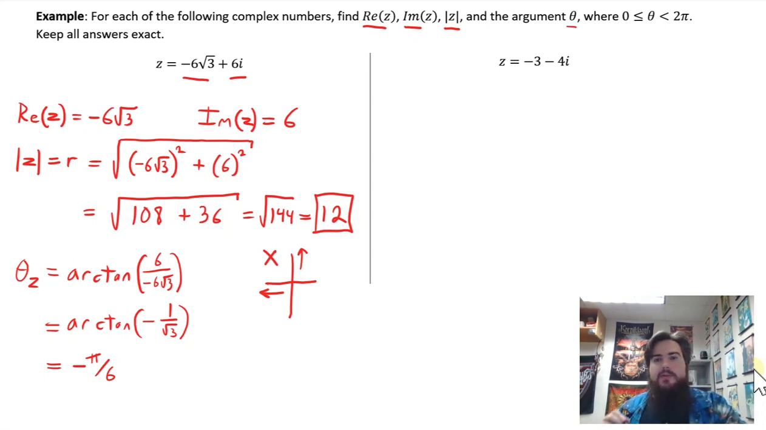But -pi over 6 cannot be my solution because, as we had already said, the complex number should be in quadrant 2, and the angle measure should match that. So, arctangent cannot give me an angle measure in quadrant 2, so we would need to adjust our solution here. For example, by adding pi, therefore I'll get the appropriate answer that would be in the correct quadrant. That would give me 5 pi over 6.